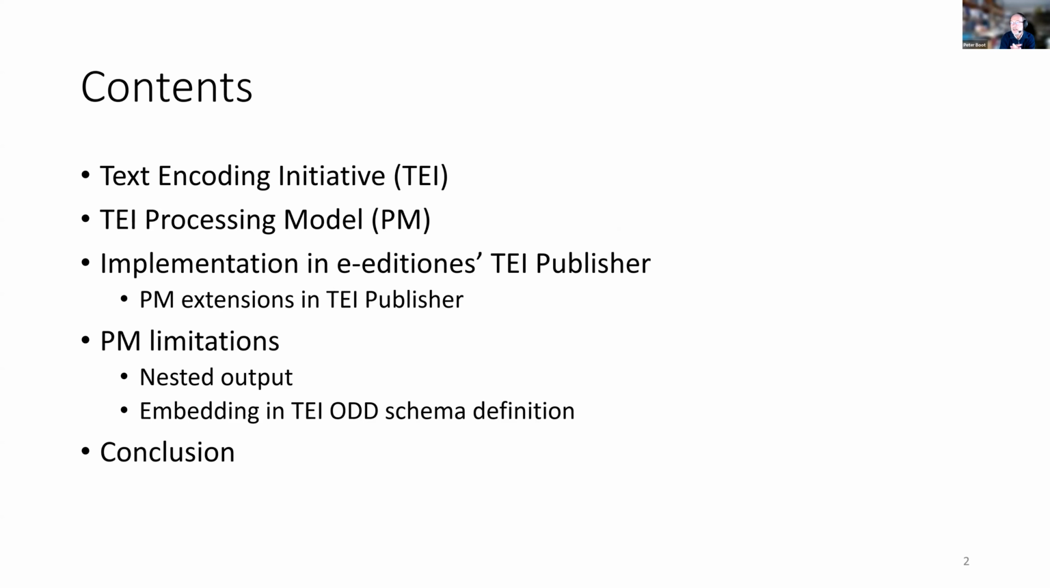So what are we going to do? I assume that most of you will have heard about the TEI, but I'm going to give a short introduction nevertheless. Then I'll talk about the TEI processing model. I'll talk briefly about its implementation in TEI Publisher, and I'll mention some of the extensions to the processing model that the people at TEI Publisher found necessary. And then I'm going to talk about a number of limitations that I've encountered in using the processing model, mostly when wanting to create nested outputs, and about the embedding of the processing model definitions in the TEI ODD schema definition. And then we'll get to some conclusions.